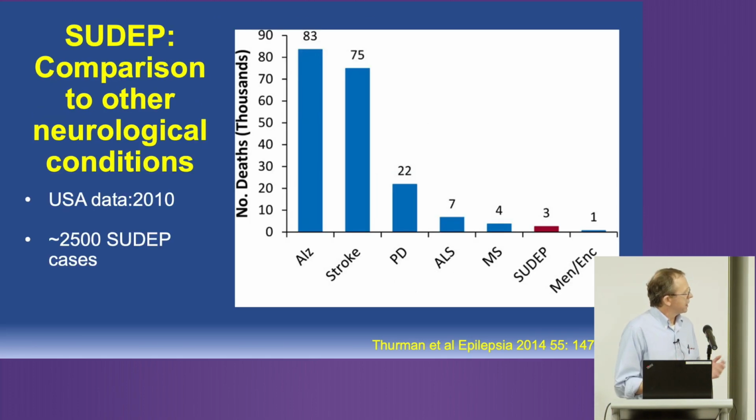What about other conditions? How does this compare? This is a study from 2010, so it's a bit old, but this is looking at US deaths from neurologic diseases. As you can see, there are 2 skyscrapers on the left, dementia and stroke. You might say, okay, where's SUDEP? Well, it's buried down there. That's 3,000 or 2,500 deaths in the US in 2010. So you might say, well, that's blown away by stroke and Alzheimer's.